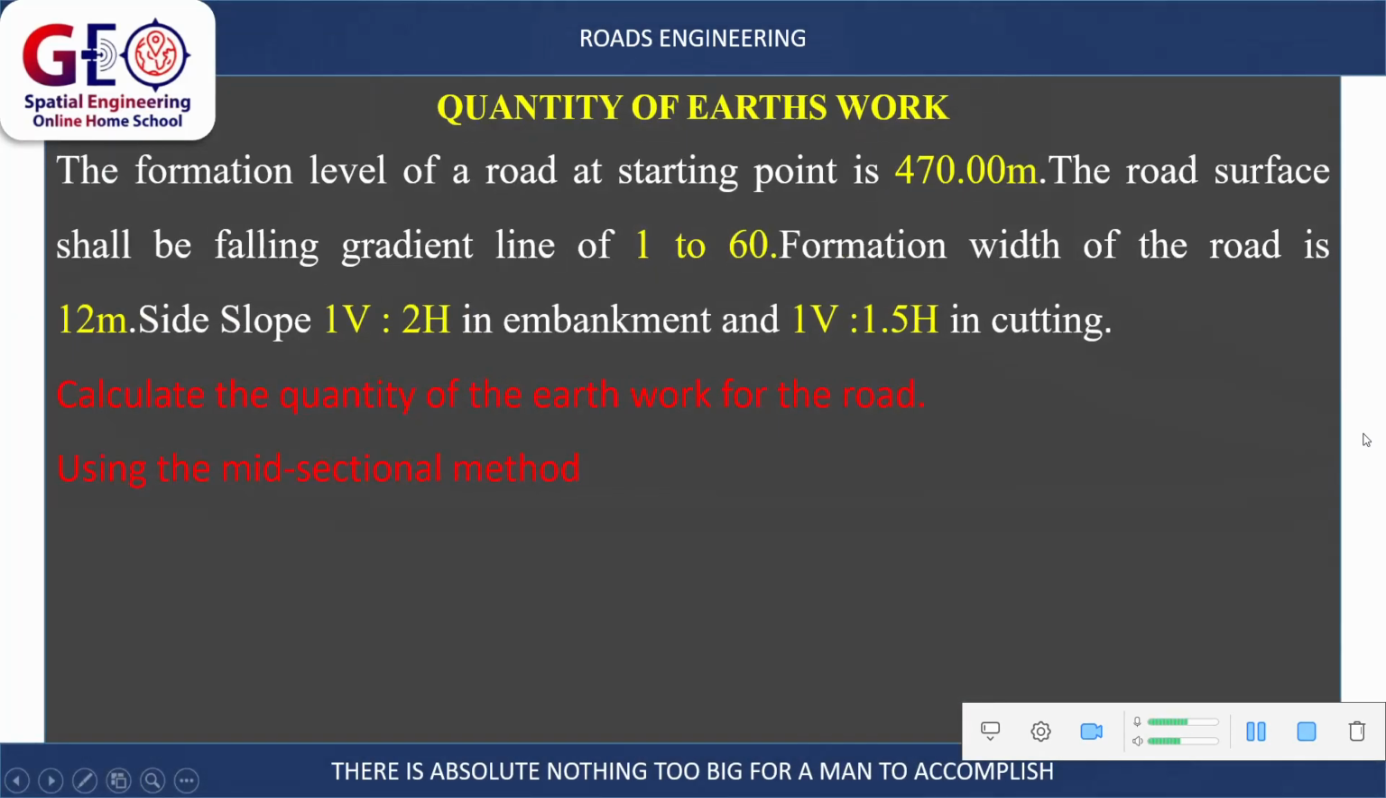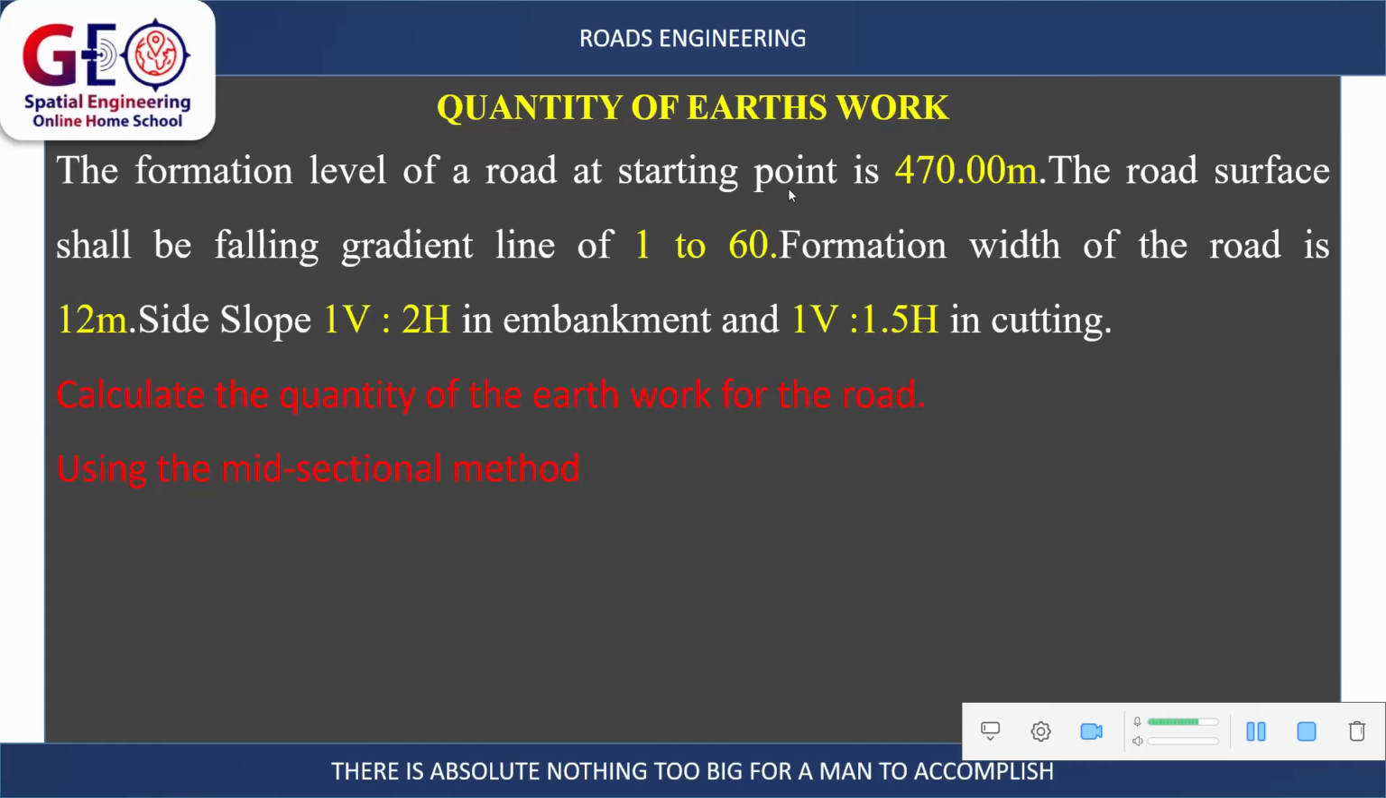Okay, in this exercise, we have been given the formation width of the road, which is 12 meters. We have been given the gradient of the road, which is 1 in 60, and we have been told it is a falling gradient, that is, a minus gradient. And we have been given the formation level at the starting point, chainage 0, to be 470 meters.